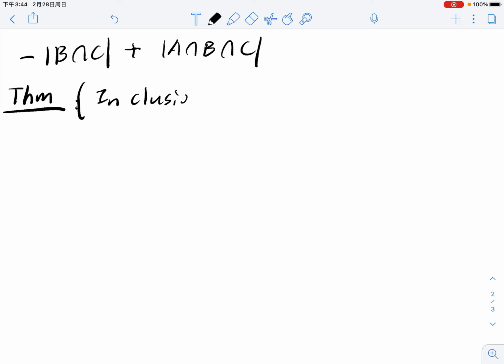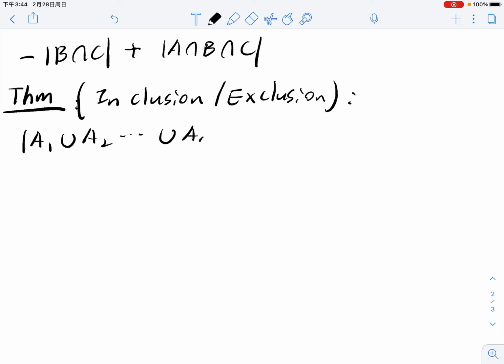in its general form as follows. It's the inclusion exclusion formula. So suppose you have n sets, let's assume they are finite sets. Otherwise, you just have infinity equals infinity, which is useless in combinatorics in our course.